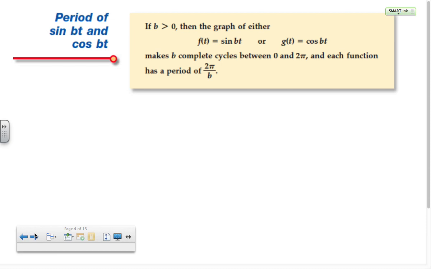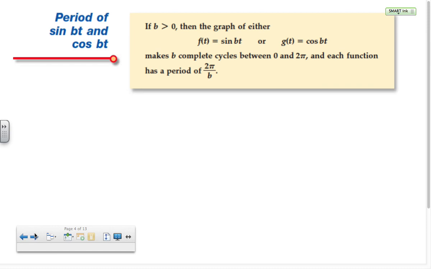Because this is so late in the chapter, I will probably give you these formulas on the test itself. So this I will give you, because you'll need period and amplitude. I think that's all you need. But yes, I will give you those.